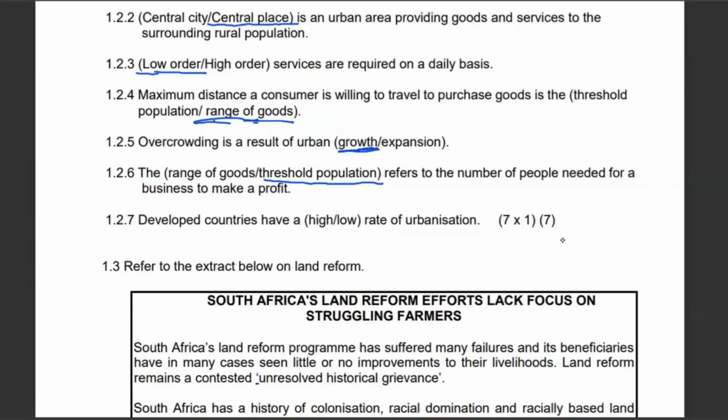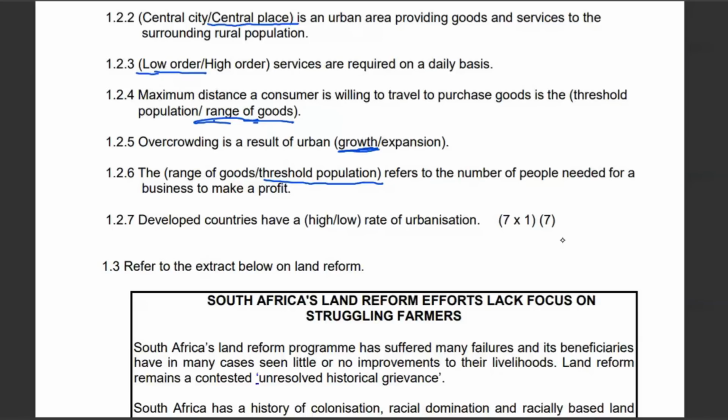So it implies that there is a certain number of people who must be in a given area to support a business, of which if the number falls below the minimum required, that business will fail and automatically will close because it won't be having sufficient customers to support its provisions. Right, that is with threshold population.